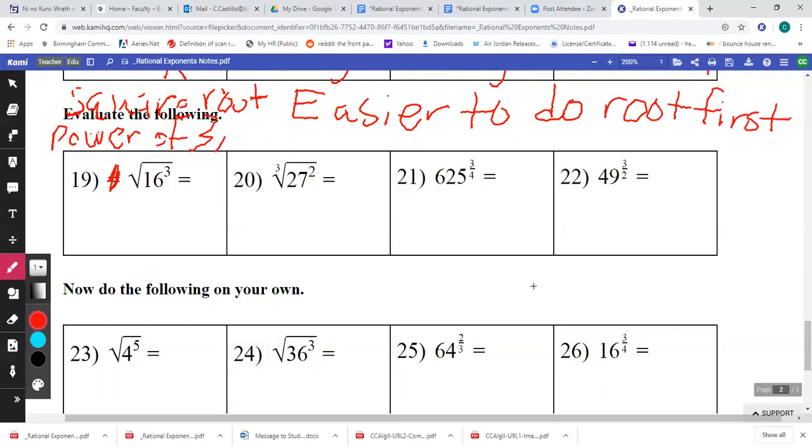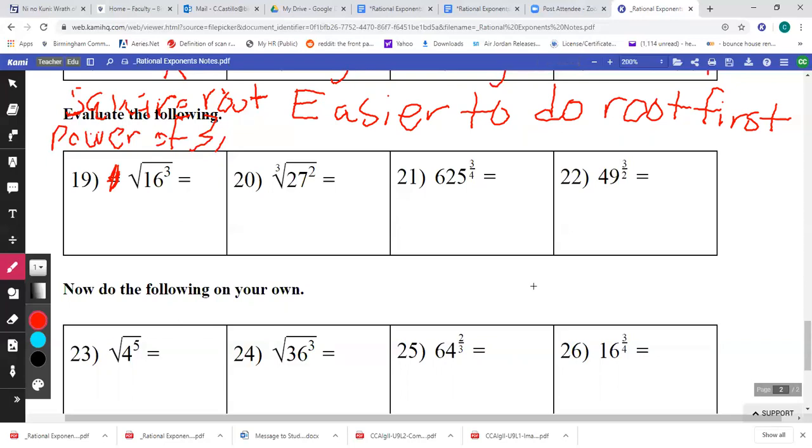It's easier to do the root first. You can do the power first, but think about this. Look at number 19. You can do 16 times 16 times 16, right? Find what that answer is and then take the square root of that. But that just seems more complicated.